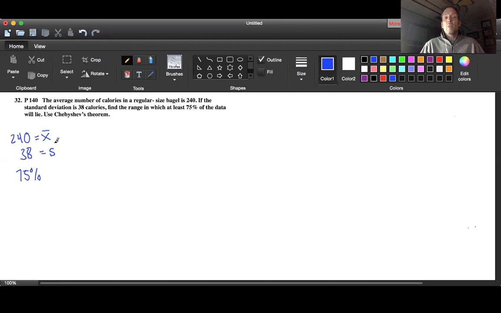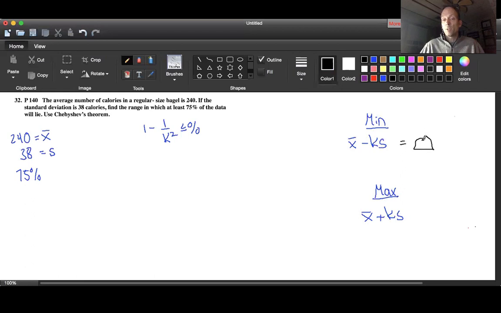The only thing I can really work with is the components of the Chebyshev theorem. So I'm going to write here: 1 minus 1 over K squared is equal to some minimum percent. And my minimum number on that range is going to be X bar minus K S. My maximum is going to be X bar plus K S. I'm going to put a little answer box next to these because pretty soon we're going to have the answers.